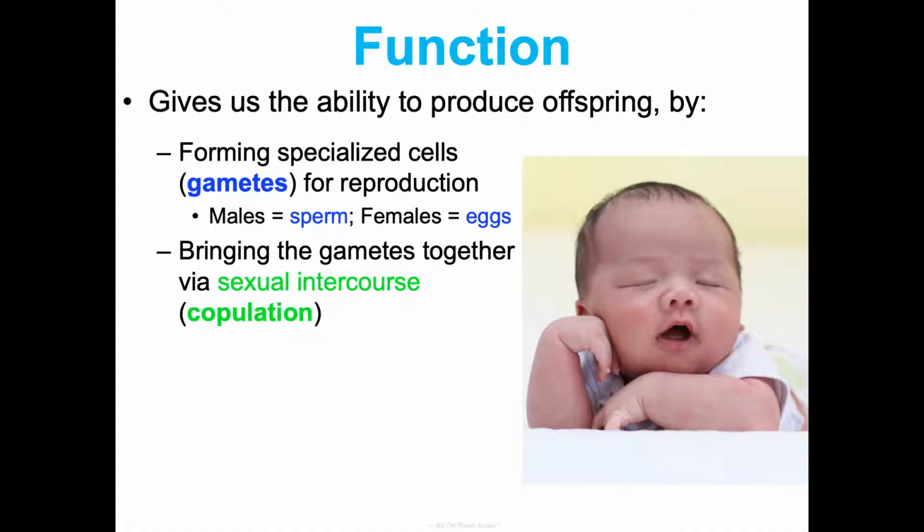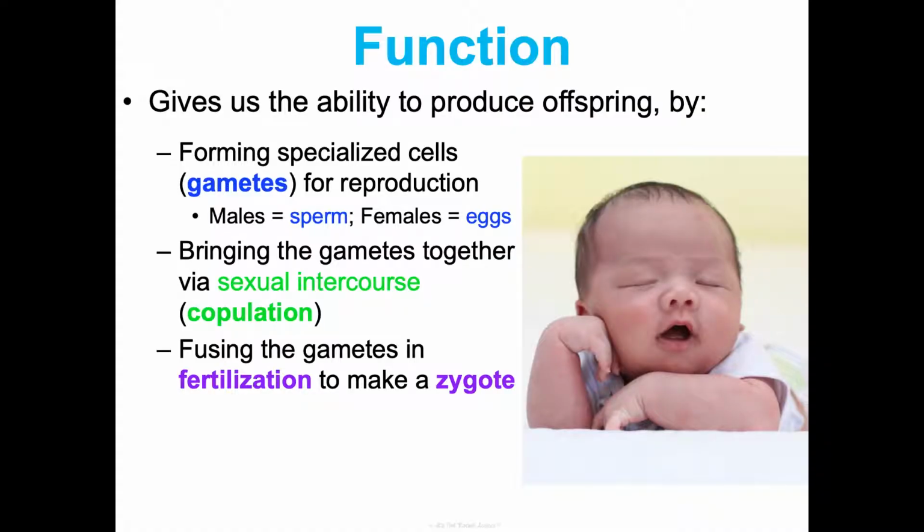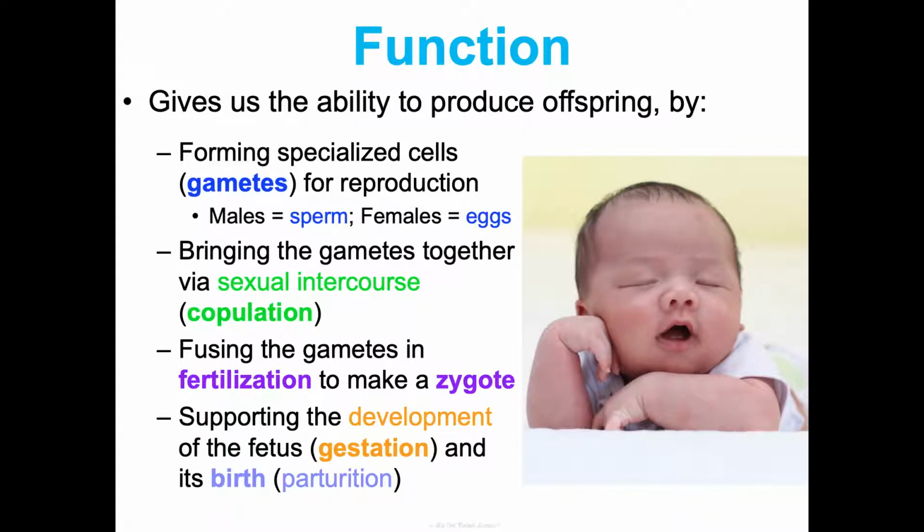And then the reproductive system is not only designed to form these specialized cells, but also to then bring those gametes together in sexual intercourse, which our biological term for that is copulation. From there, hopefully the gametes will fuse in fertilization, and that's where we have a zygote, which again should be a term familiar from Biology 1. That's the first time that the potential offspring has all 46 of its chromosomes, 23 from the male in the sperm and 23 from the female in the egg.